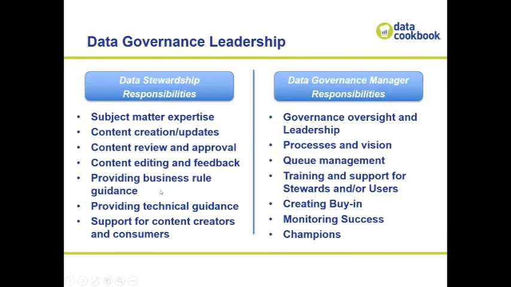So we talked a little bit about the stewardship responsibilities. When you look at the manager responsibilities: oversight and leadership, helping develop processes and vision for the whole thing, managing the queues of requests that are coming through or changes, training and support for the stewards and also possibly the users, which we'll talk about in a minute, creating the buy-in, monitoring success, and being the champion. Now you can have stewards that are champions too. I think that's good. Another role that's not mentioned here is the sponsor, right? So that might be, if you are an organization where executive sponsorship is really important, understanding who's got your back for the costs and efforts of data stewardship and the high level support.